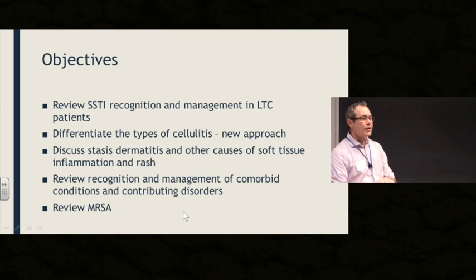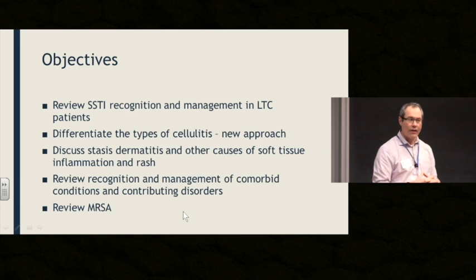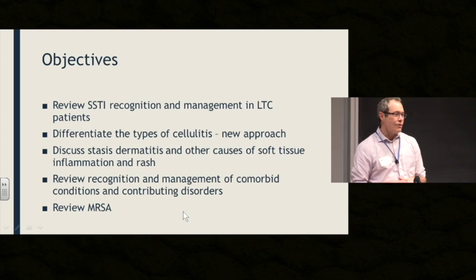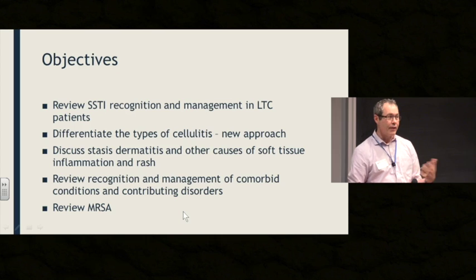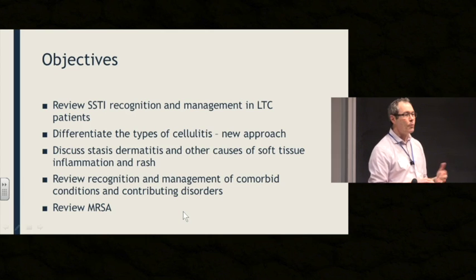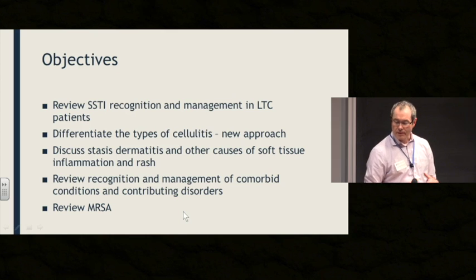I'll talk about other conditions that might mimic cellulitis, in particular stasis dermatitis and other causes of soft tissue inflammation, and show you a good clinical test for determining how much stasis dermatitis might be playing a role. It's very common. I'll also talk about recognition and management of other comorbid conditions that contribute to soft tissue infection.